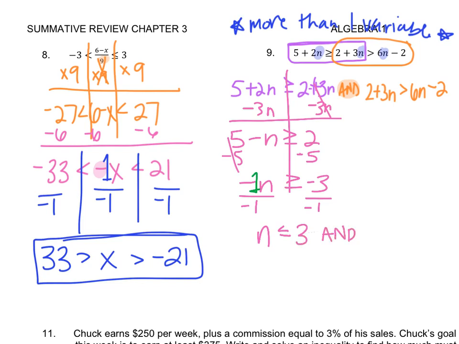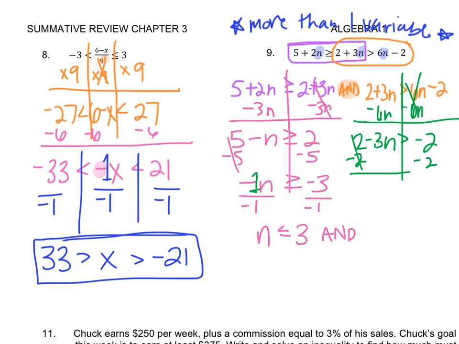And now I have to find the second half of my answer, which is the second half of that inequality that I separated. Minus 6n on both sides. So I have 2 minus 3n is greater than -2, minus 2, -3n is greater than -4, divide by -3, and I have to flip my sign again, so n is less than 4/3.